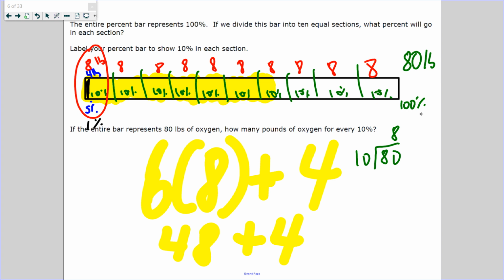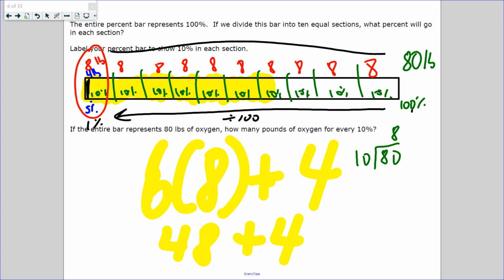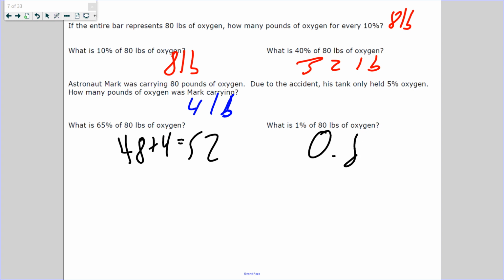How do you break down 100% to 1%? What is the relationship here from 100% to 1%? Divide by 100. So what is 80 divided by 100? 100 going into 80? Nope, 0 times. Add a 0. Bring it down. How many 100s go into 800? 8 times, so it's 0.8. Every 1% is 0.8 pounds of oxygen.